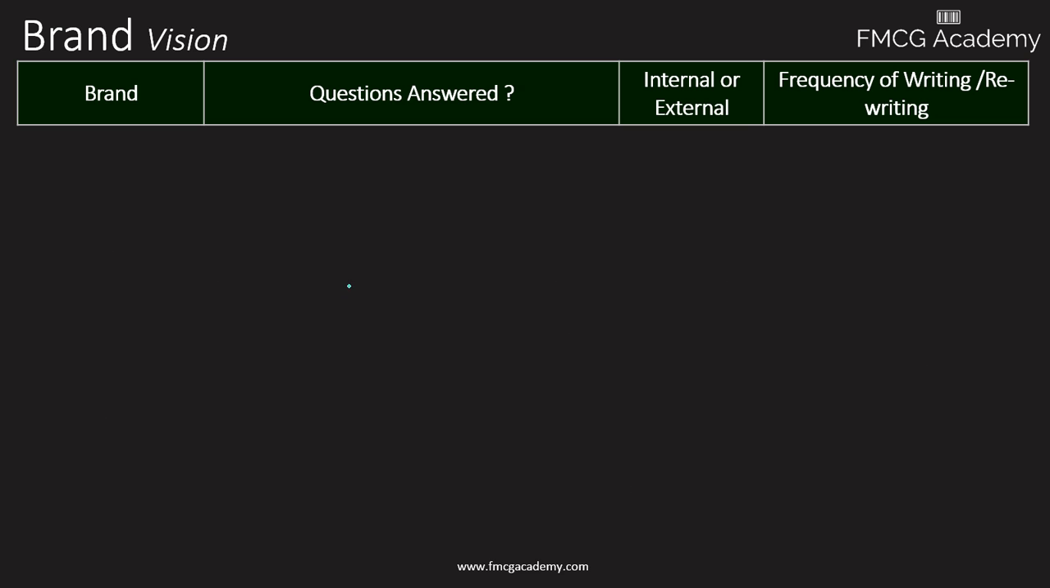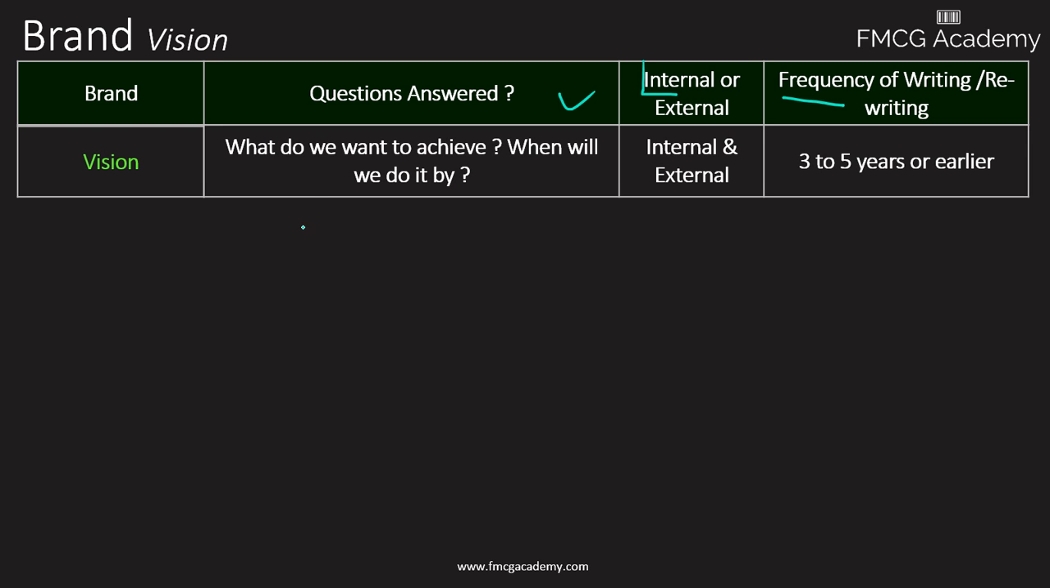Today we're going to go through brand vision. So we're using the same sort of format. The grid basically shows that the term vision, what questions does it answer? Is it an internal or an external document or a statement? And how frequently do we write a brand vision? The questions that vision answers is what do we want to achieve? And when do we want to do it by.